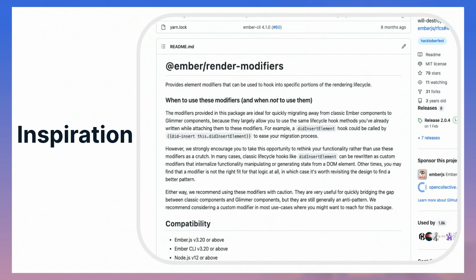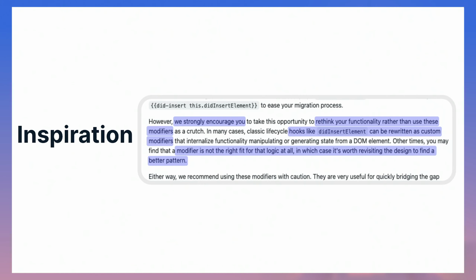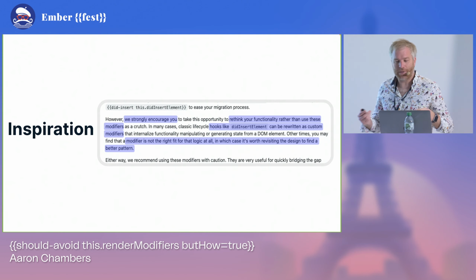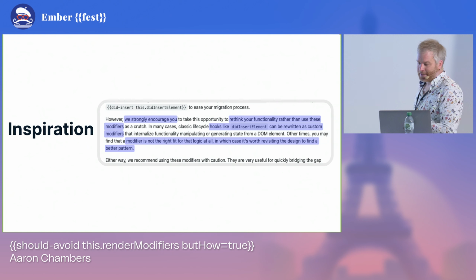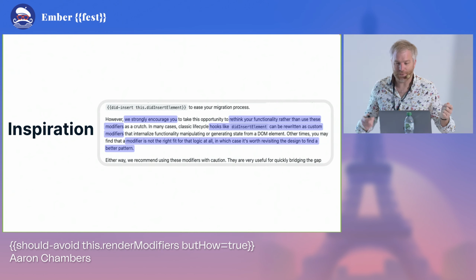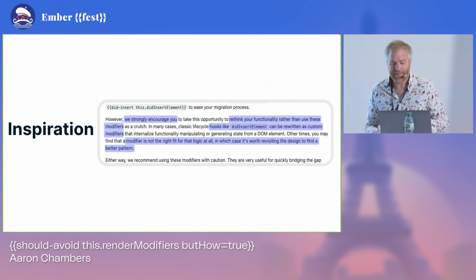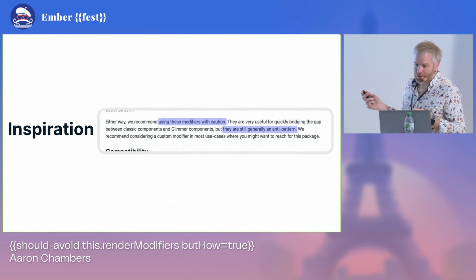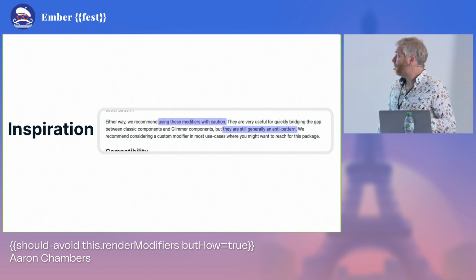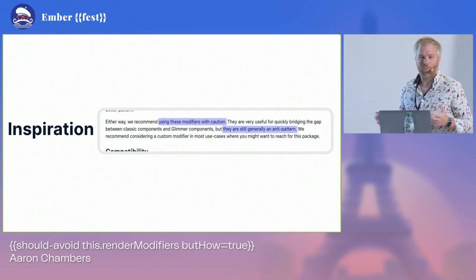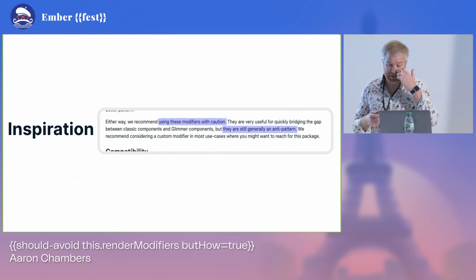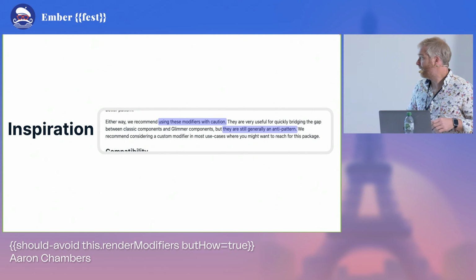There are a few parts in this README. This was updated a while back, and there are a few points in here that inspired me for this talk and the conversations I've had. You can see here, we strongly encourage you to rethink your functionality rather than use these modifiers. These hooks can be rewritten as custom modifiers, revisit your design if custom modifiers aren't a good fit. And then use these modifiers with caution. They're generally an anti-pattern. But what it doesn't do is tell you what to do instead. And I know there was a lot of confusion around data loading and fetching. There wasn't really a clear path forward. So this is hopefully a talk that can make that clearer.